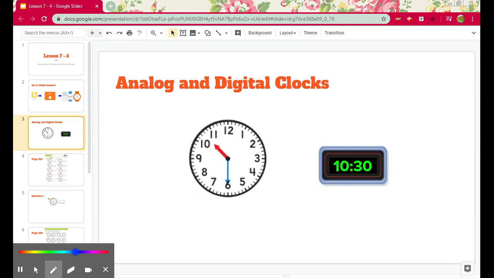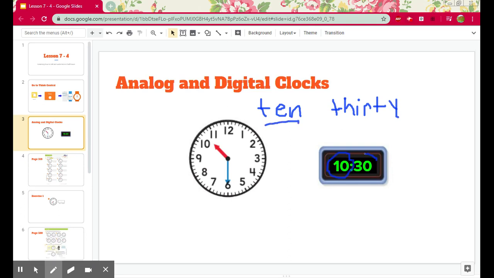These two clocks show that it is 10:30. We know this because on the digital clock, there's a 10 on the hour side and a 30 on the minute side. When we look at the analog clock, the hour hand is pointing between the 10 and 11, and the minute hand is pointing to the 6, which is the 30-minute mark.